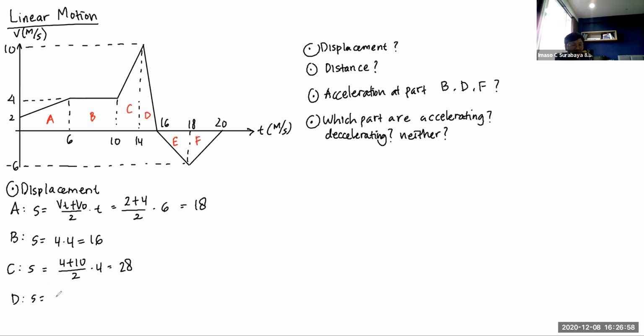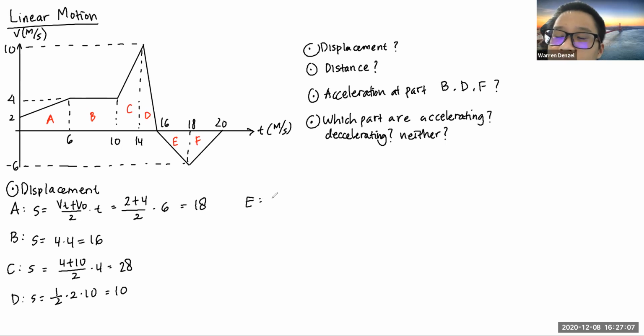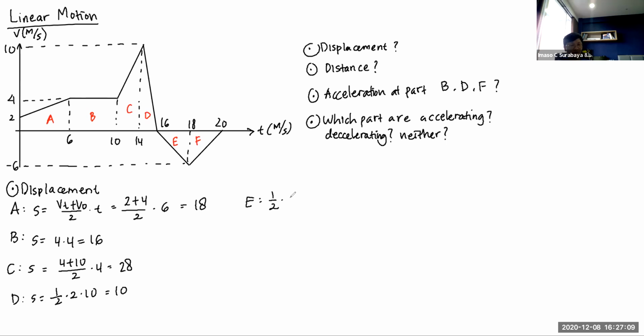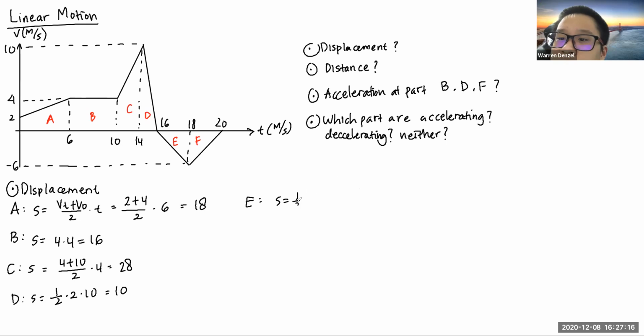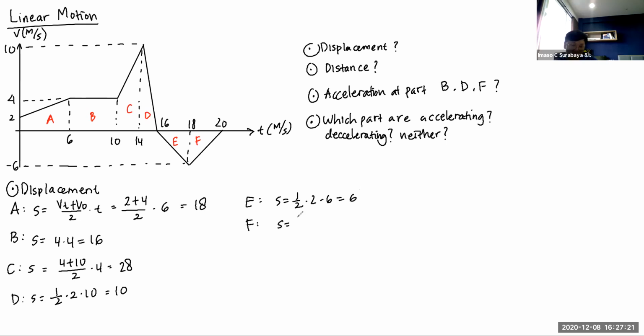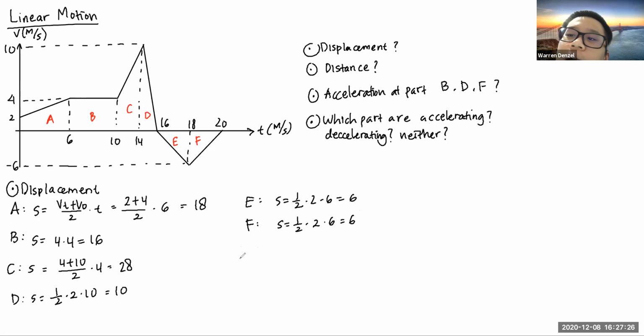It's just a triangle now. So half times 2 times 10. 10, yeah? Part E, also a triangle. Half times 2 times 6. Is 6. And F, also the same. E and F cancel each other out in displacement.